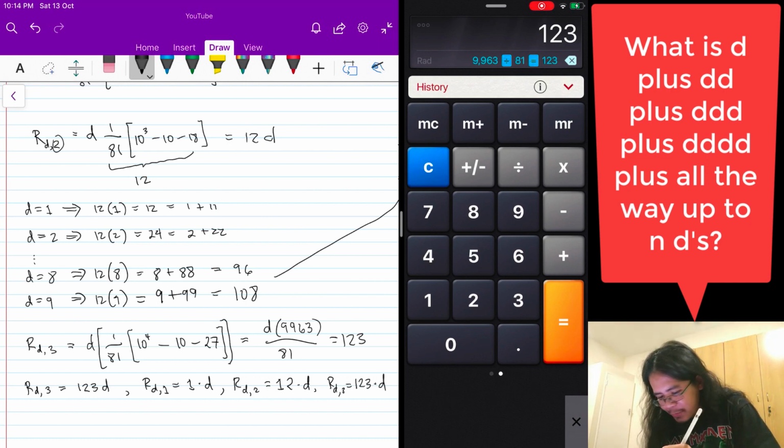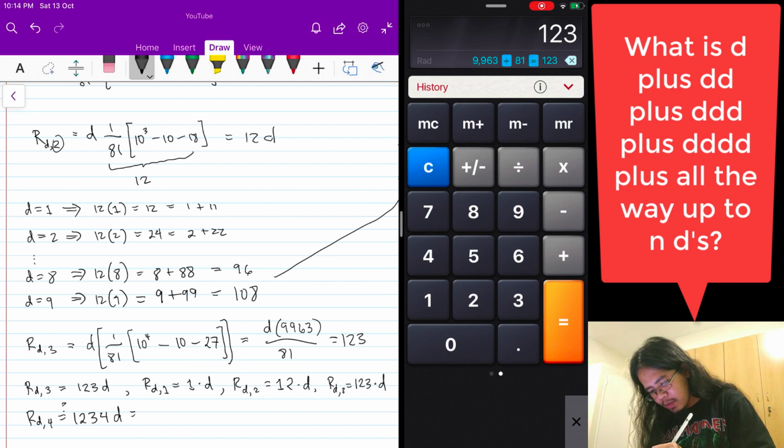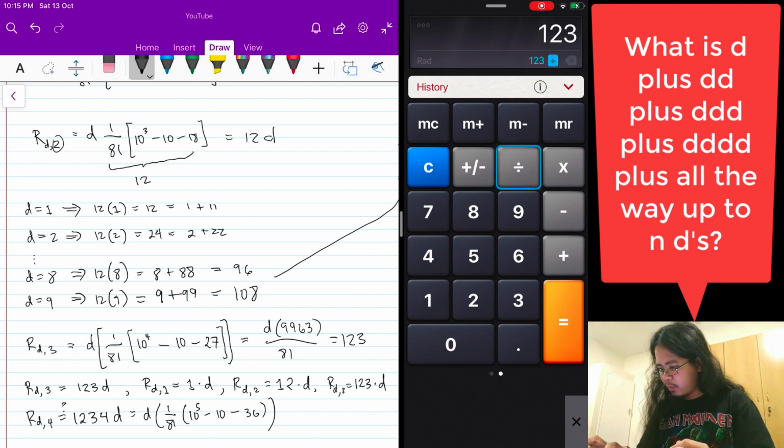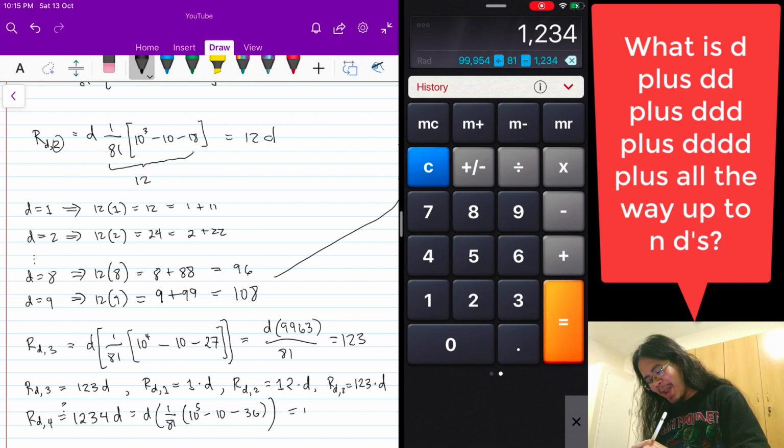So let's see if the pattern is correct. Is R_D(4) equal to 1, 2, 3, 4 times D? So what is this? This is just D times 1 over 81. When n is equal to 4, you have 10 to the 5th minus 10 minus 9 times 4, which is 36. So let's go to our trusty calculator. 10 to the 5th is 100,000, minus 10, minus 36, 99,954, divided by 81. Man!